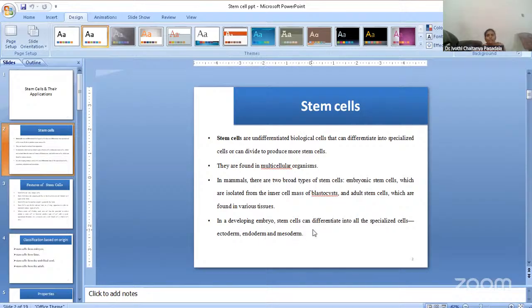In a developing embryo, stem cells can differentiate into all the specialized cells of the ectoderm, endoderm, and mesoderm. Here, the human body develops from the zygote and the blastocyst, and the embryonic stem cells are derived into the germ layers: ectoderm, mesoderm, and endoderm, right?